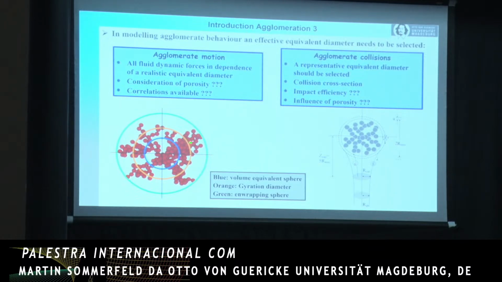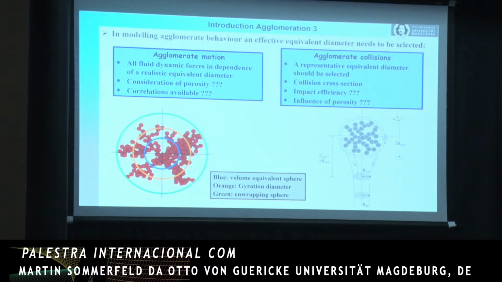Then if you have now this gyration diameter and the gyration sphere, do you need to account for porosity in your drag coefficient? Of course, there is some effect, some slight reduction of the drag. Are there correlations available? No, nothing. So mostly so far, the agglomerate volume is used.